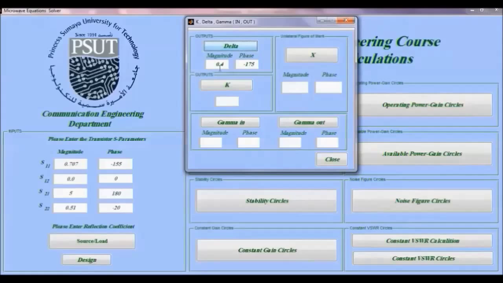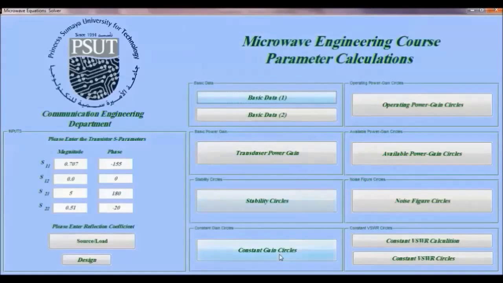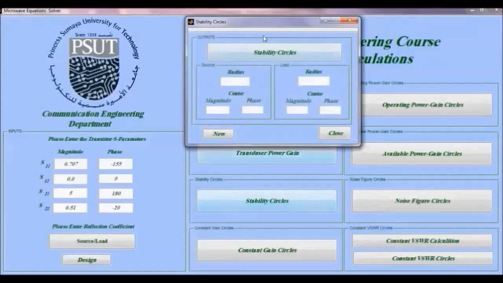After getting the values of delta and k, we should check several conditions to determine whether the system is stable when delta is less than 1 or not when delta is larger than 1. And if it is stable, we should check the value of k. When k is larger than 1, that means the system is unconditionally stable. And if k is less than 1, the system will be conditionally stable. Here we got delta less than 1 and k larger than 1, that means the system is unconditionally stable.